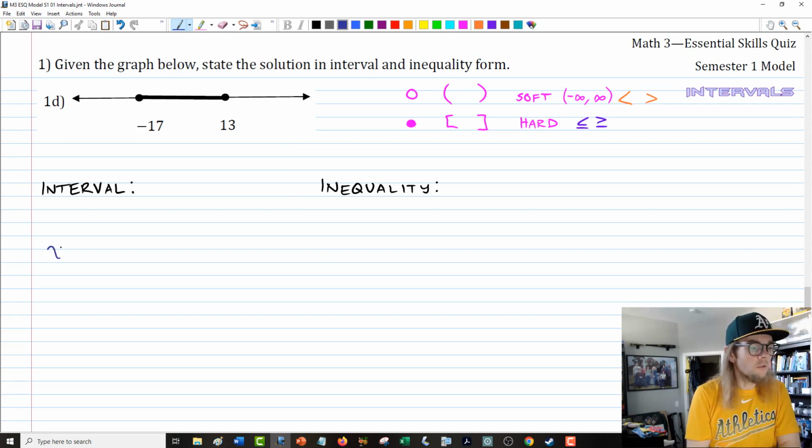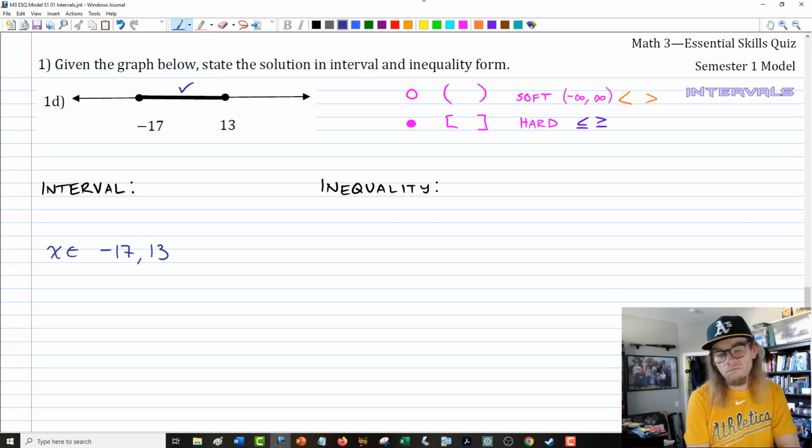For interval notation, we'll start with x as an element of. I mentioned in the previous one for 1C that it's really important to put that here because our intervals can look just like an ordered pair sometimes, depending on what kind of brackets we have. In this case, though, looking at our numeric values, we're running from negative 17 to 13. So in other words, like 0 would be a value in this interval, 42 would not.